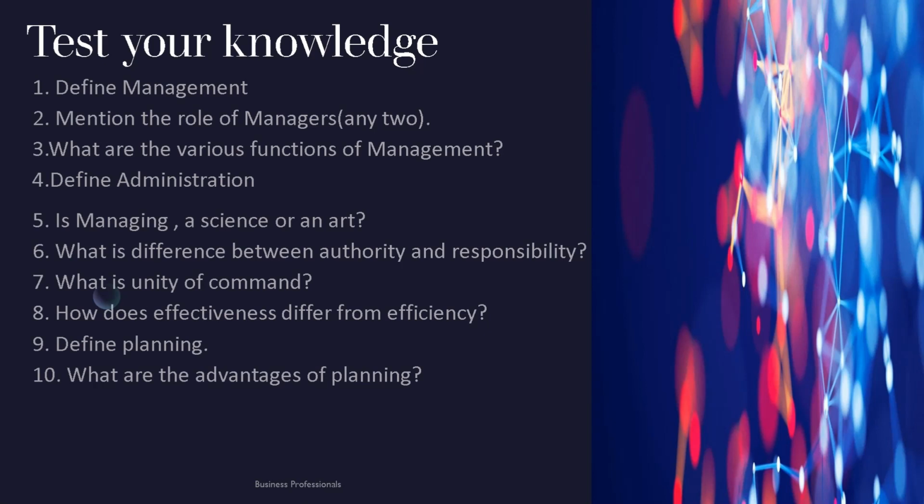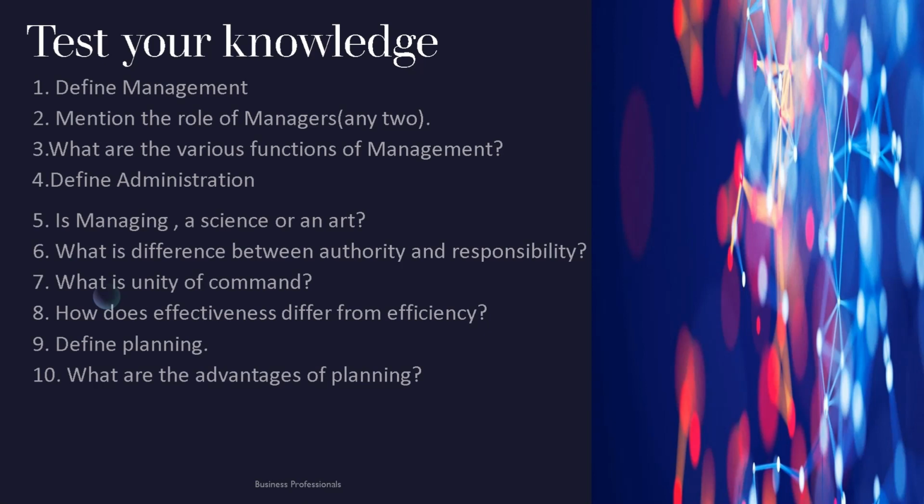6. What is the difference between authority and responsibility? Authority is the power given to a person to get work from his subordinates, whereas responsibility is the amount of work expected from a man by his superior. 7. What is unity of command? Unity of command provides that an employee is responsible to only one supervisor. No man can have two bosses. An employee must receive orders and instructions from only one supervisor.